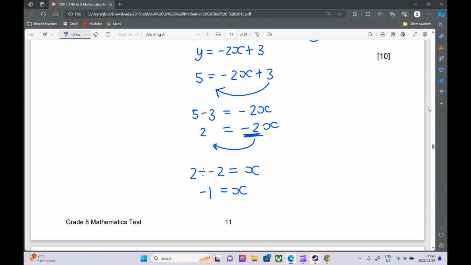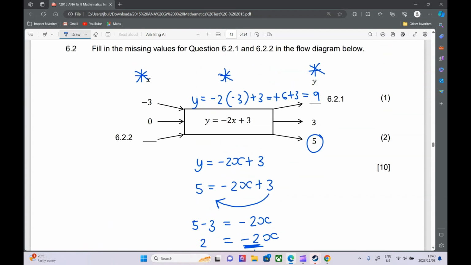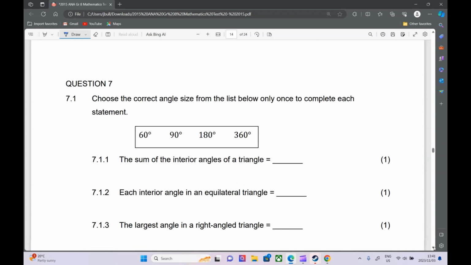So we can fill that in on our spider diagram then. When x is minus 1, then y is 5. You could then plug that in and work it back if you wanted. So you could say y is equal to -2 times -1 plus 3, and you can work out and check that you do get that 5. Okay, we'll do a few more.